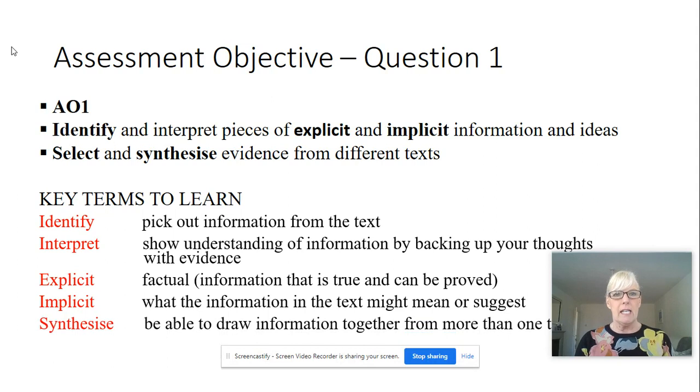And the last thing is select and synthesize. If you are synthesizing evidence, you are able to draw together information from more than one text. So the second one there, select and synthesize evidence from different texts, is not tested in question 1, but comes into part of your question 4 response. So we are going to be looking at the first of our AO1 to be able to identify and interpret a piece of explicit and implicit information and ideas from question 1.